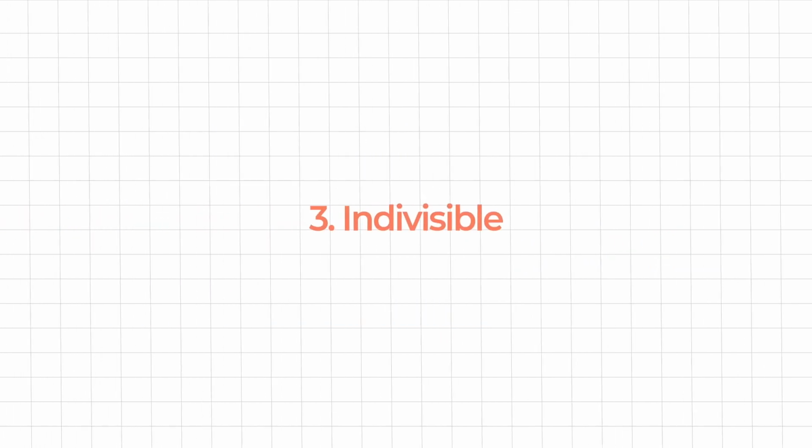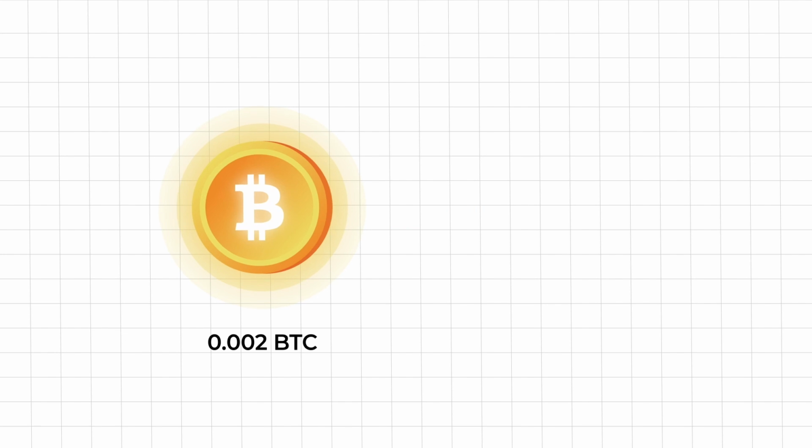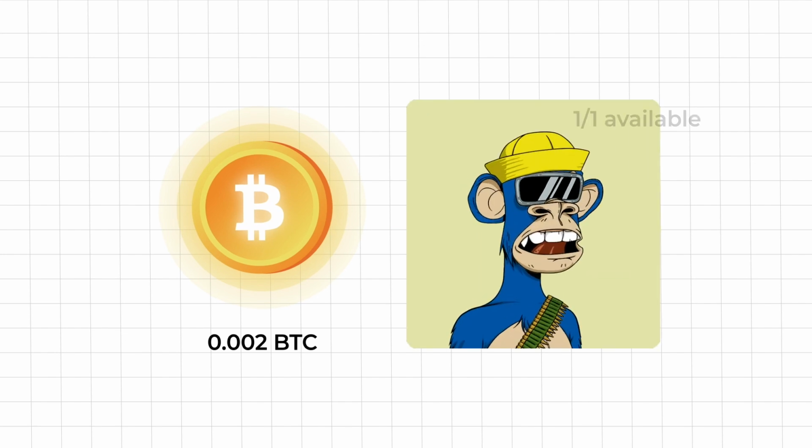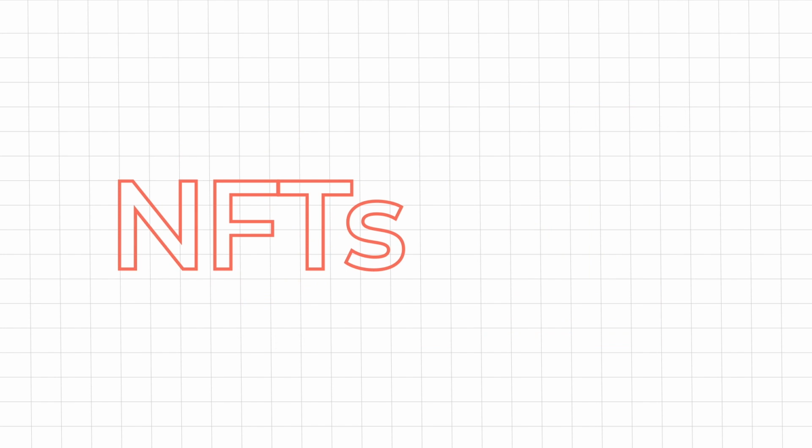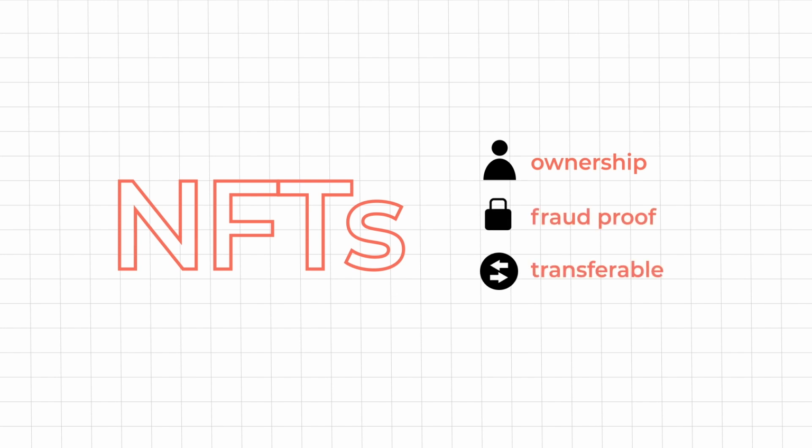Number 3. They are indivisible. Unlike cryptocurrencies, NFTs cannot be divided into smaller denominations. So it is virtually impossible to buy or sell a fraction of an NFT. Besides these, like any standard token, an NFT represents ownership of an asset, is fraud-proof and easily transferable.